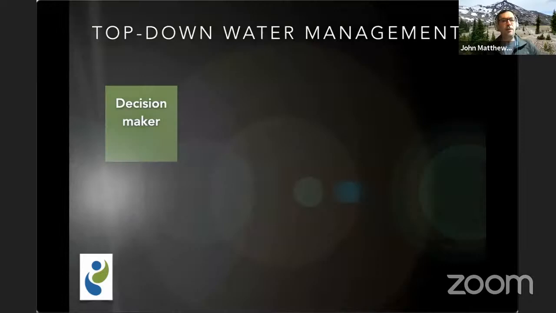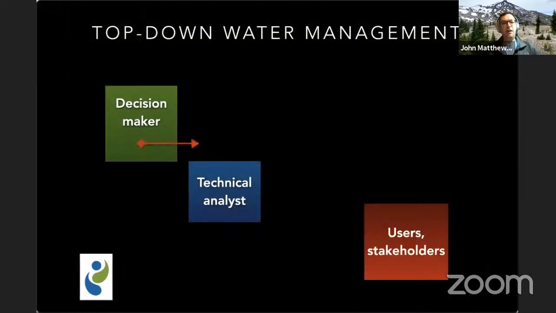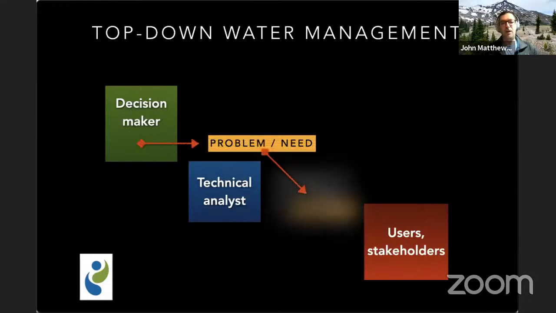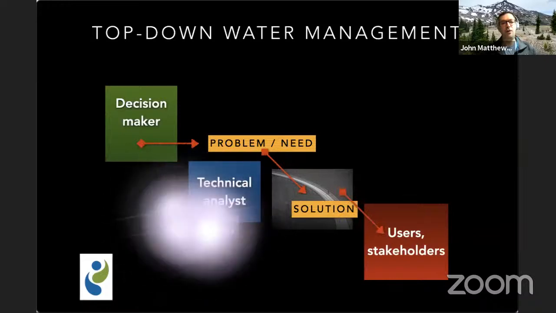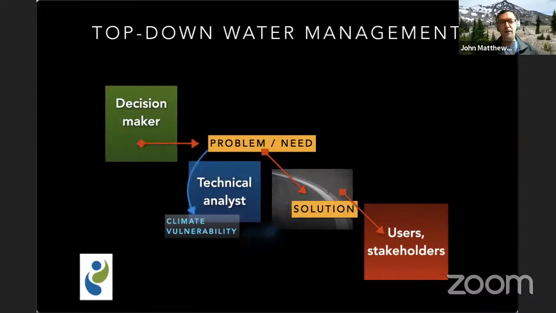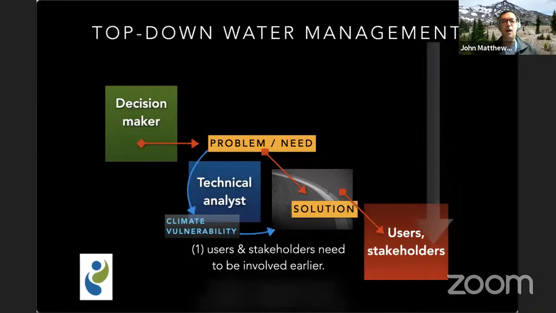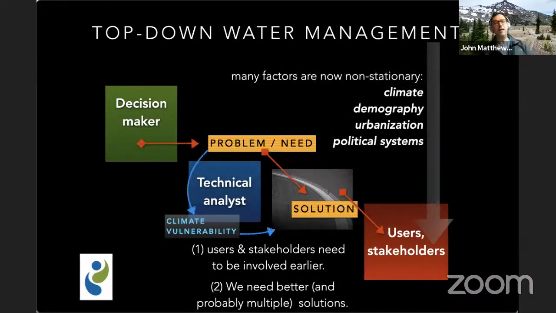In terms of our decision-making processes, particularly for the last century, we've had what's now referred to as a top-down water management approach and decision-making style. We often begin with a very senior decision maker. He or she defines a specific problem or need, often defined quite narrowly, perhaps hands it to an engineer, a planner, an economist, some type of a technical analyst. That person develops often just a single solution, one kind of final approach. That person may or may not include a climate risk assessment, some type of a vulnerability assessment. It's more widespread now, but still emerging.